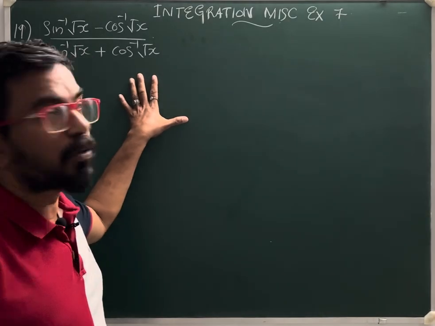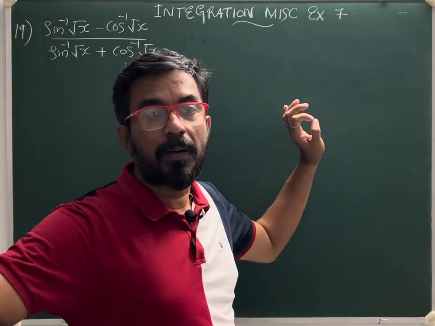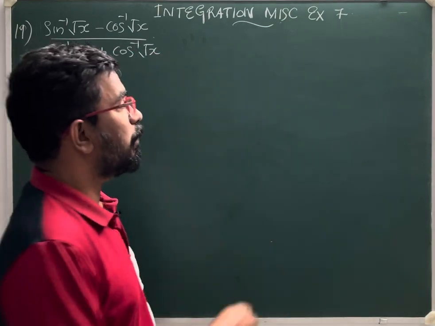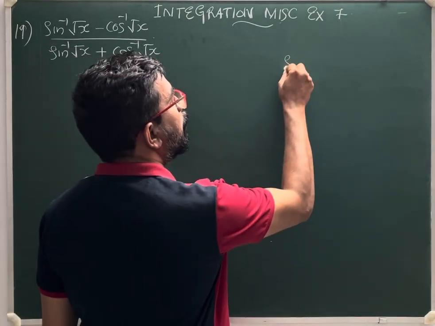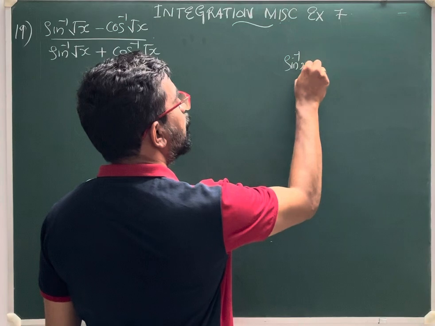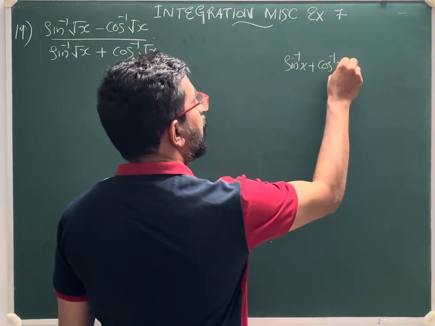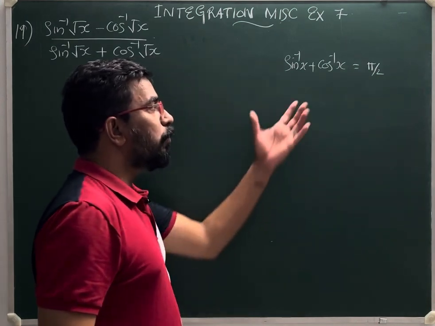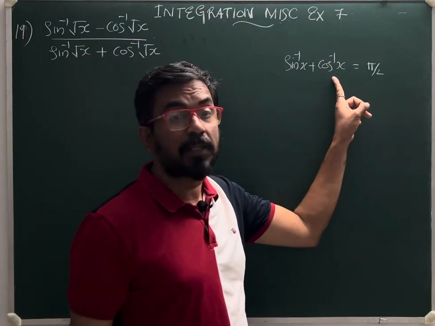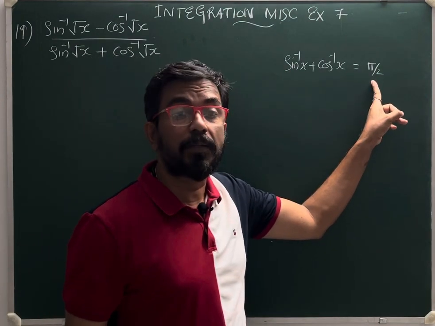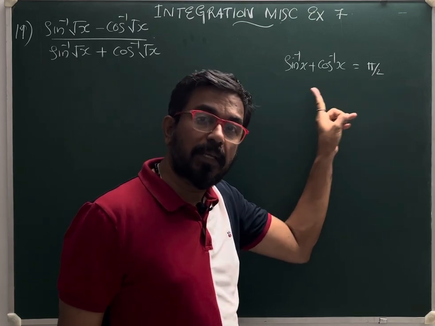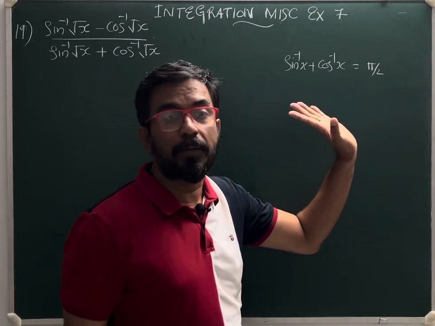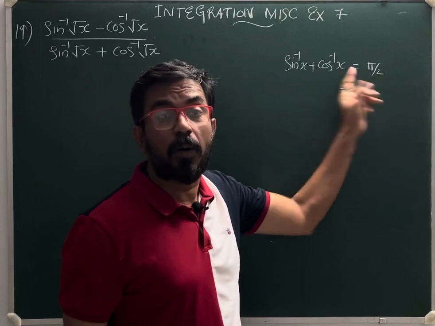But when you do this question, I want you to remember one of the inverse trigonometric formulas: sin inverse x plus cos inverse x is equal to pi by 2. We have two more formulas: tan inverse x plus cot inverse x also pi by 2, and cosec inverse x plus sec inverse x also pi by 2. But we need only this one over here.